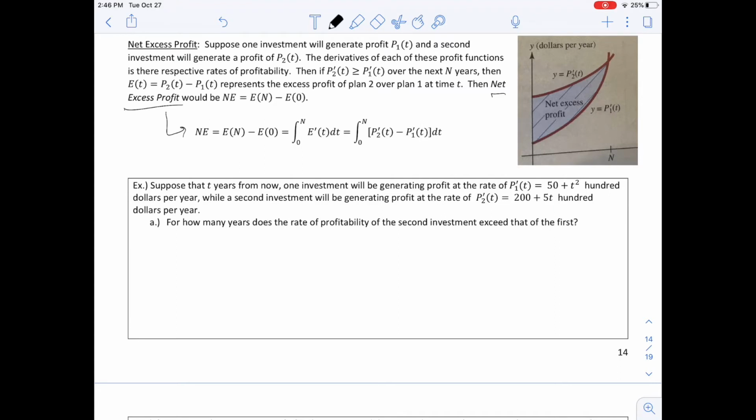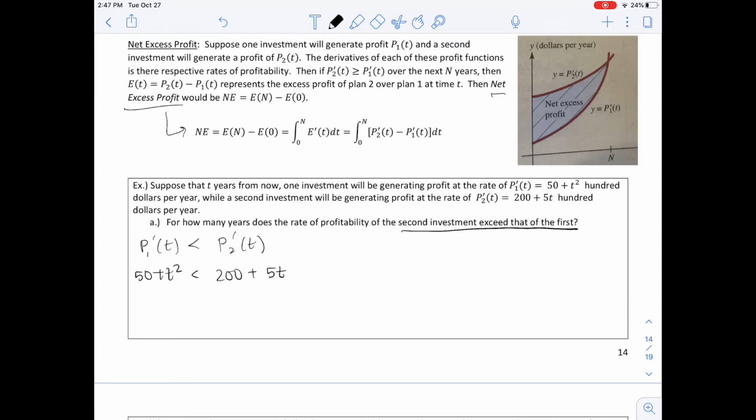So first of all, it wants us to figure out for how many years the rate of profitability of the second investment exceeds that of the first. In order to do this, we need to figure out where they are. So we can go ahead and say P1 prime of t would be less than P2 prime of t. And so P1 is 50 plus t squared, less than 200 plus 5t, which is our second profitability function.